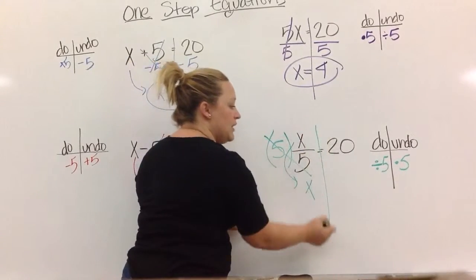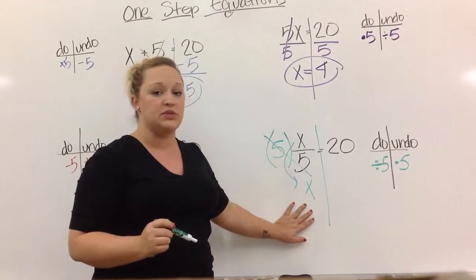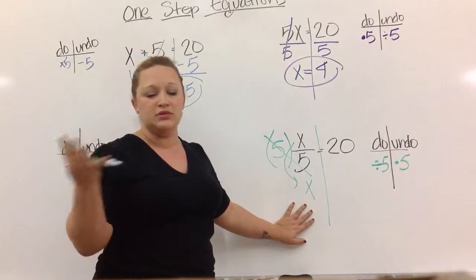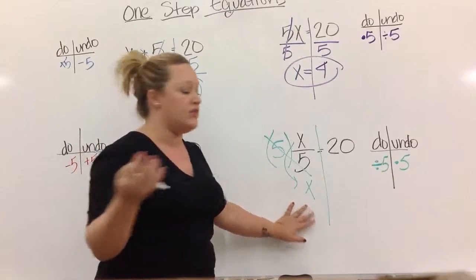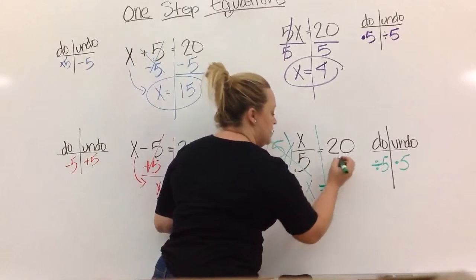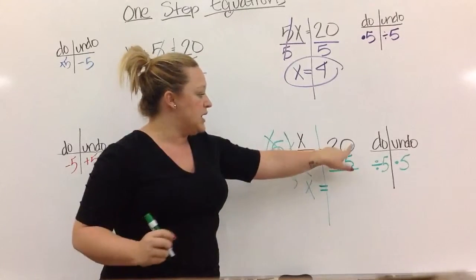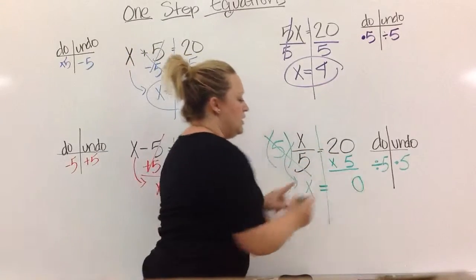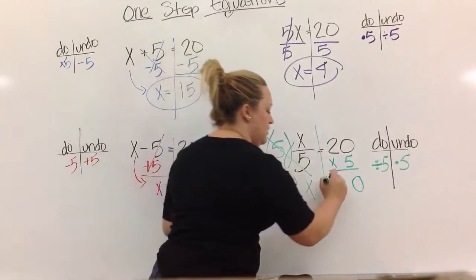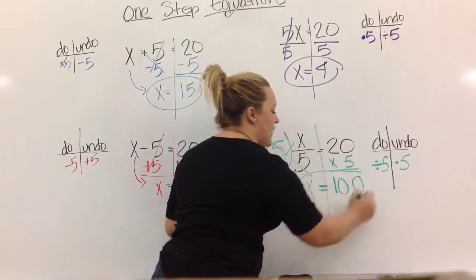If I want to draw that line, I am perfectly acceptable to do that. If you're comfortable without it, don't draw the line. It's whatever is easier for you. So we have equal. We're now going to multiply this side times 5. 0 times 5 is 0. 2 times 5 is 10. Therefore, our x equals 100.